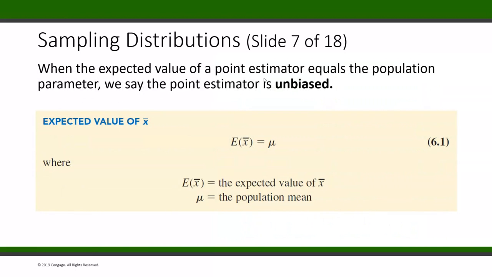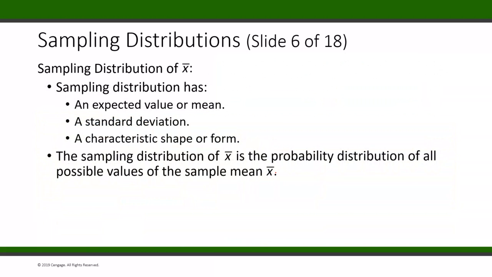Now come the two most important things. About the sampling distribution, I talked about this: we can find the expected value of the distribution. So this is the X bar, and we have many X bars, X bar 1, X bar 2, X bar 3. We can find their mean, which is the expected value of the point estimate. There are many point estimates, and we can find their mean. We can also find their standard deviation, and we can find the characteristic shape or form.